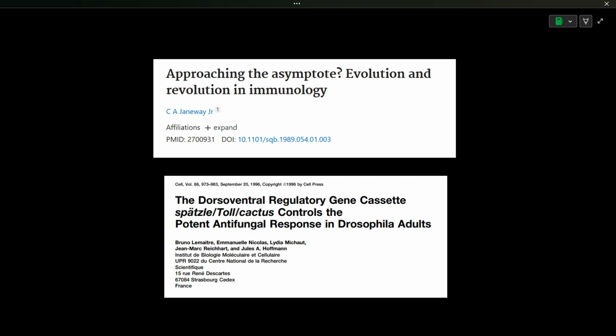This foundational breakthrough in our understanding of immunity came not from mammals but from invertebrates, Drosophila melanogaster. It is really interesting how these model organisms gave us a whole new idea and opened a whole new perspective of looking at innate immunity.